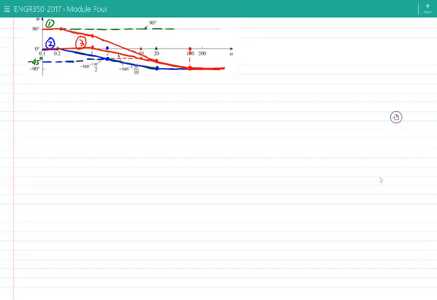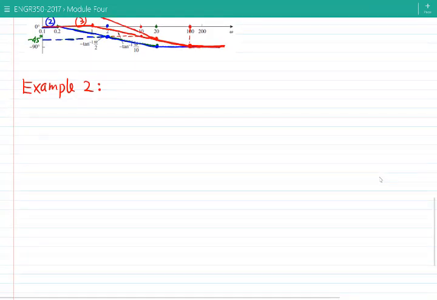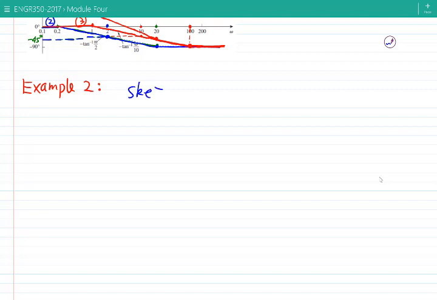Now let's look at example number 2 for Bode plot. Okay, so in the second example, we want to sketch the Bode plot of this transfer function.